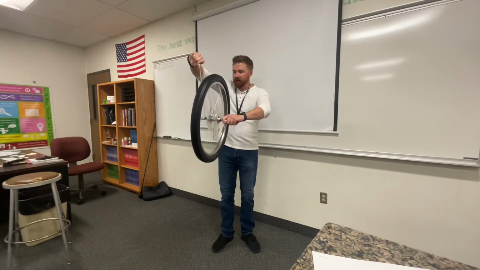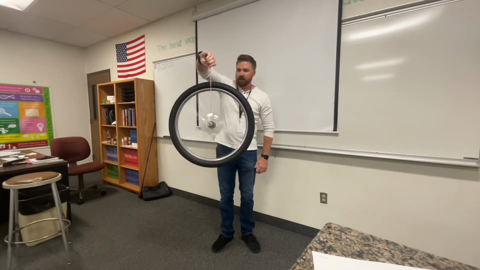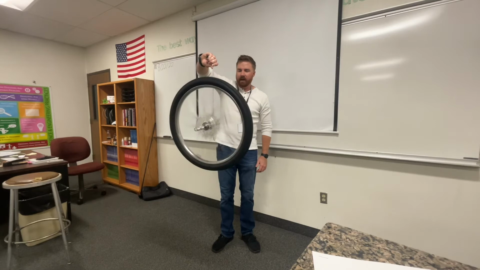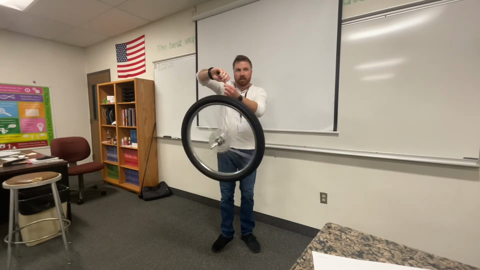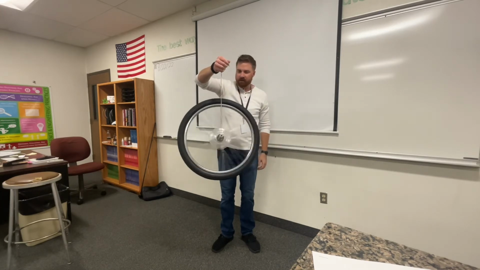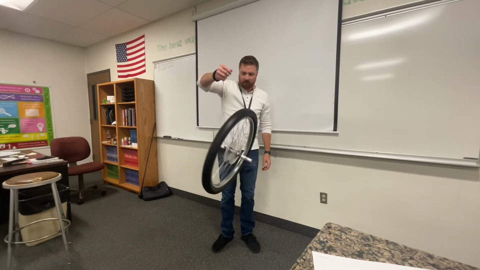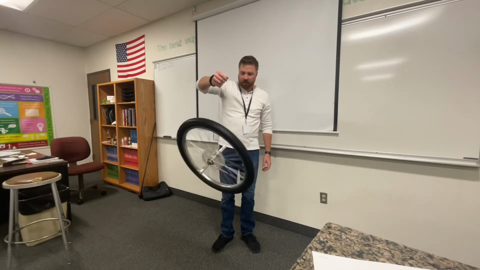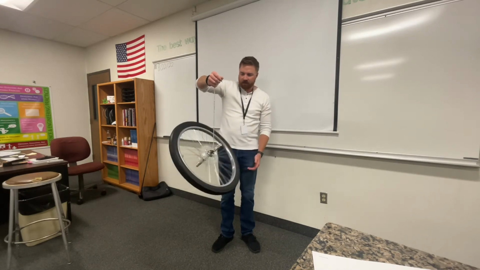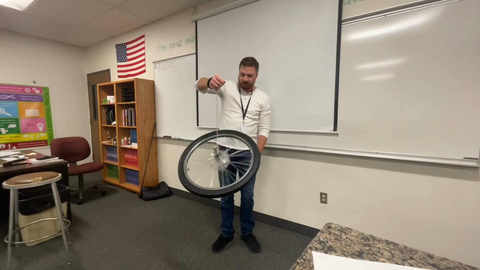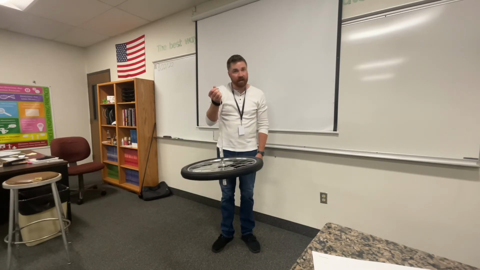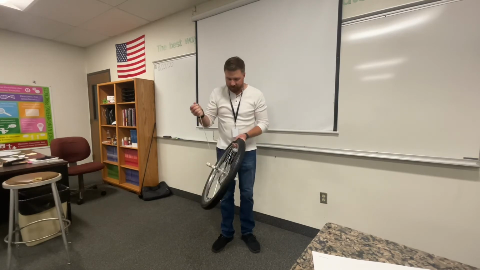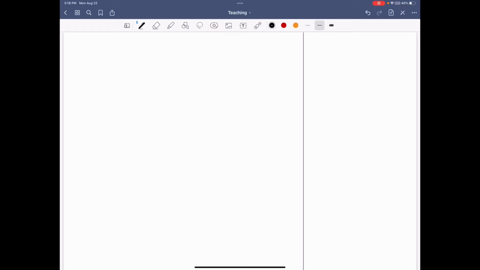I can move it back. Okay, and it's starting to slow down. As it slows down, we see that it's slowly losing that angle until it becomes flat. Like that. So that's our phenomenon. Let's discuss the tire phenomenon that we just saw.